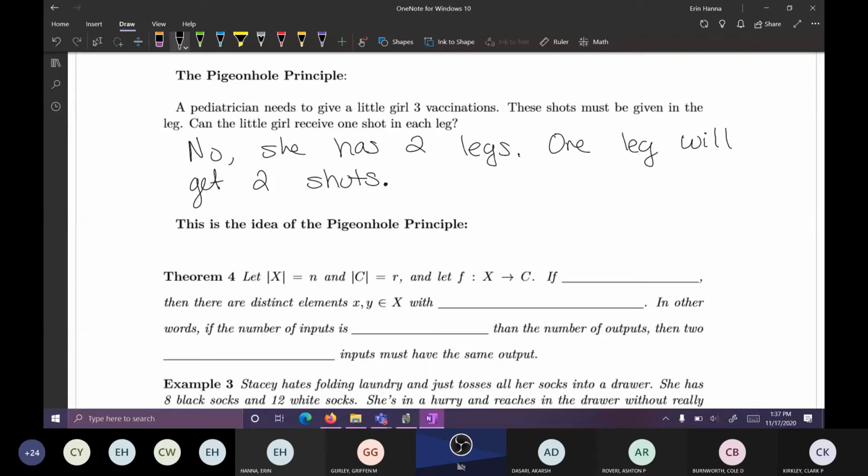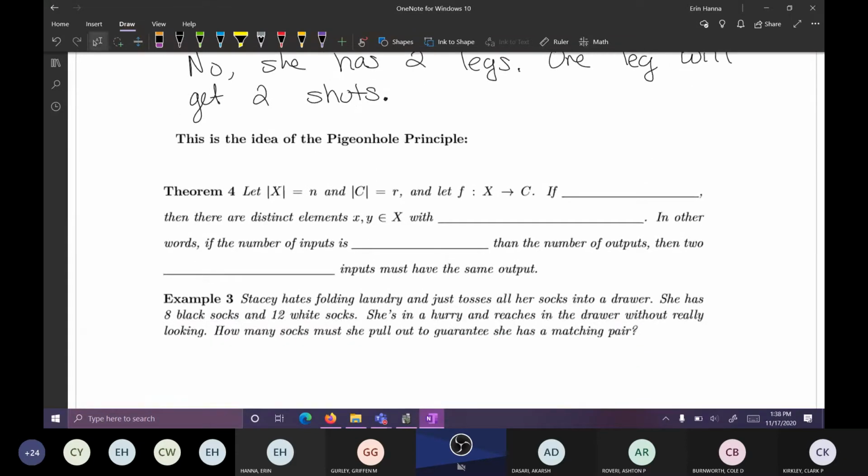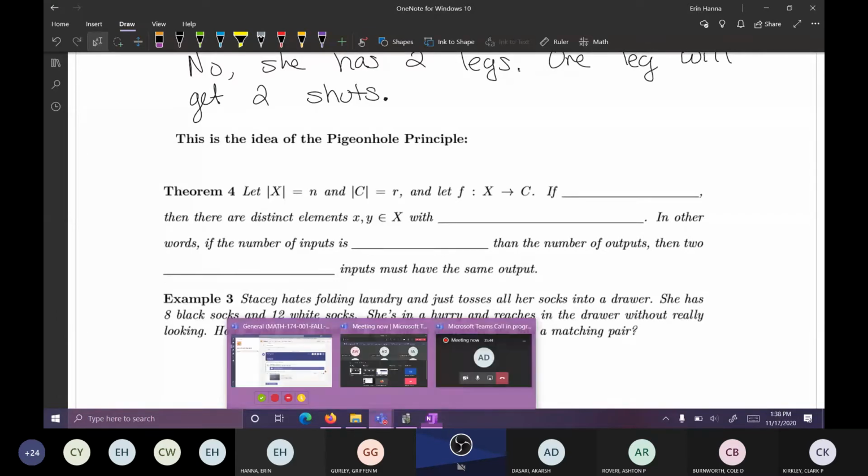So the formal statement of the pigeonhole principle goes as follows. We're going to extend it in a little bit, but this is the, sorry, I have the hiccups. This is the initial statement of it. One moment, please.